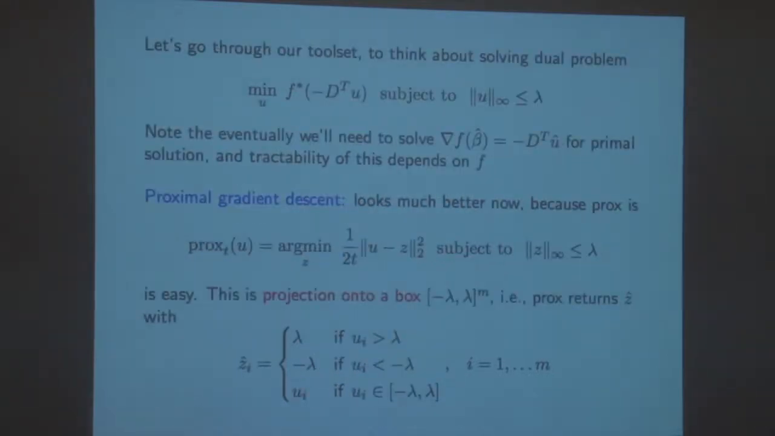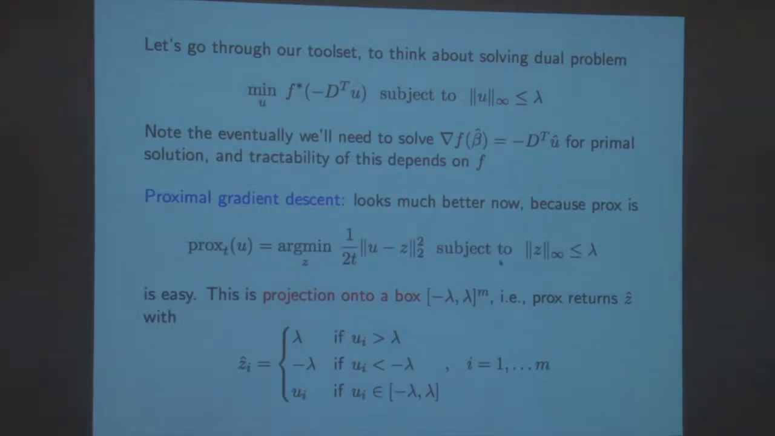So now let's go through our tool set and think about solving the dual problem. And then we'll hope that we'll be in a case where I can actually invert this equation for beta and get a solution. So what does proximal gradient descent look like? Well, now it's much better, right? Because the prox operator is to solve some kind of squared loss problem when I add the non-smooth part. The non-smooth part is just an indicator, the indicator that the infinity norm of u is less than or equal to lambda. So I can either add it or think about it as a constraint.